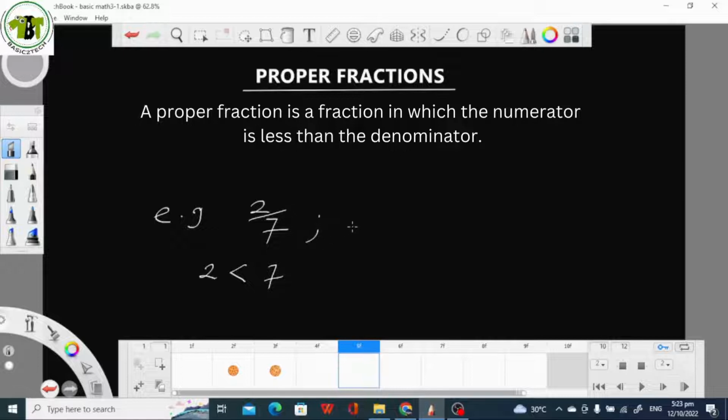Our next example is 5 over 8. 5, which is the numerator, is less than 8, which is the denominator.